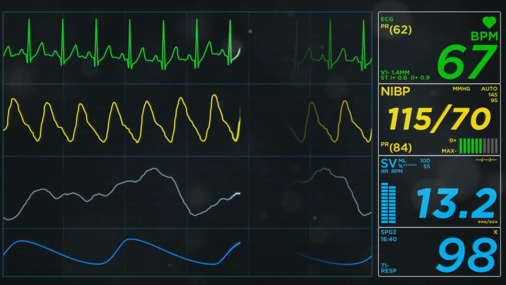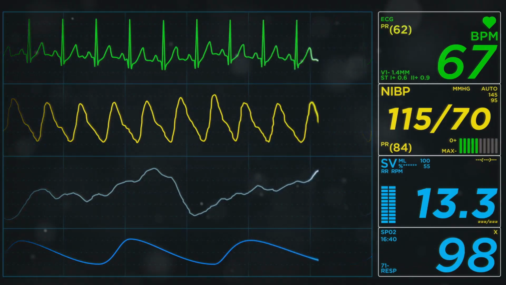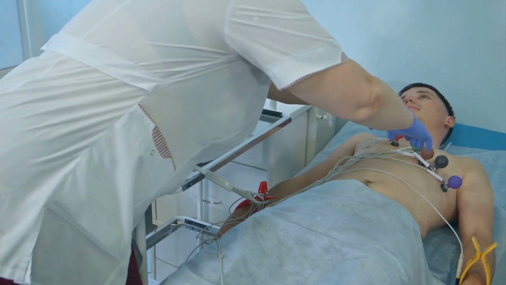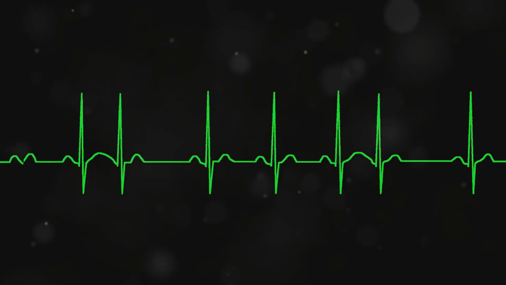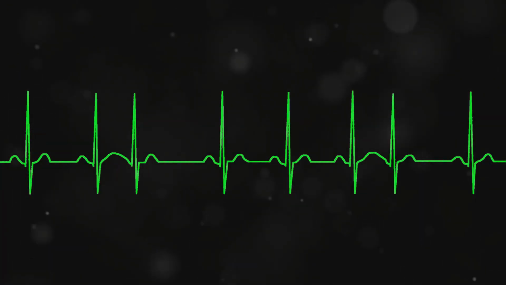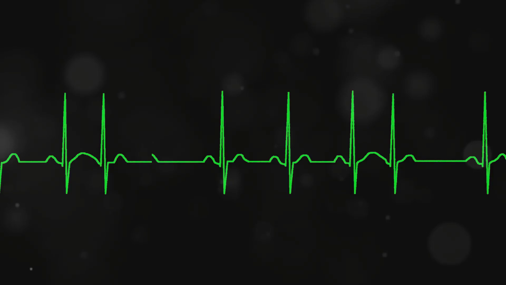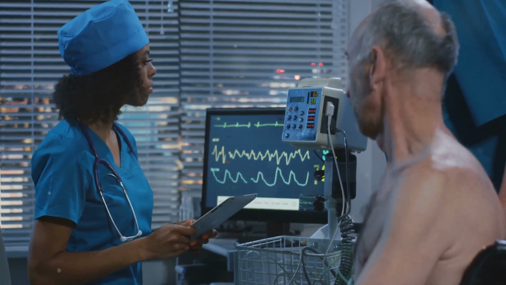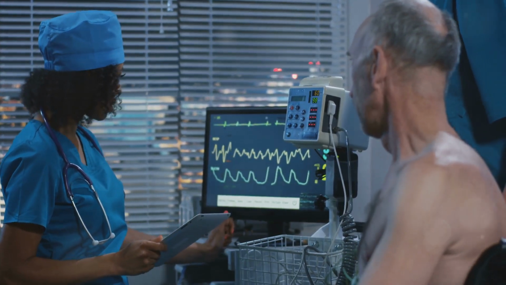Individuals with a first-degree AV block often have no symptoms. It is usually discovered incidentally during an ECG for another reason. Despite the delay, the heart rhythm remains regular and the ventricles receive the electrical signal, just a bit later than normal. This type of block is generally not considered dangerous and often does not require treatment.